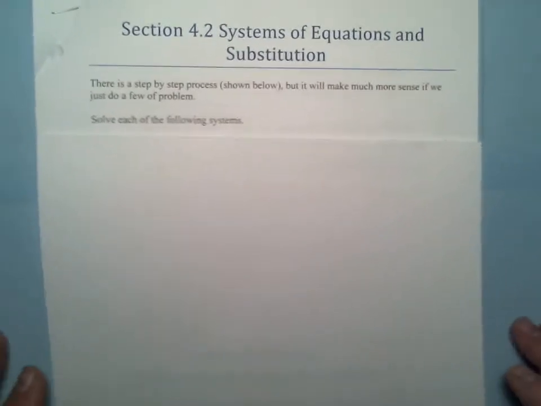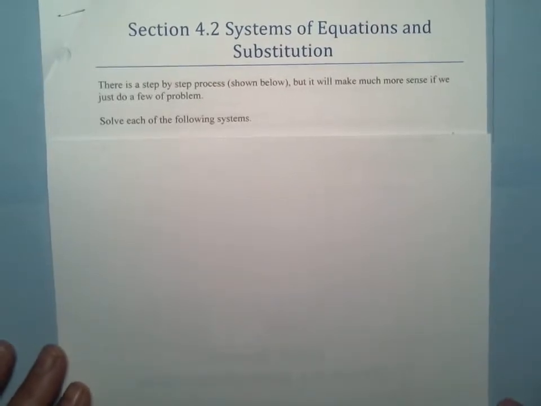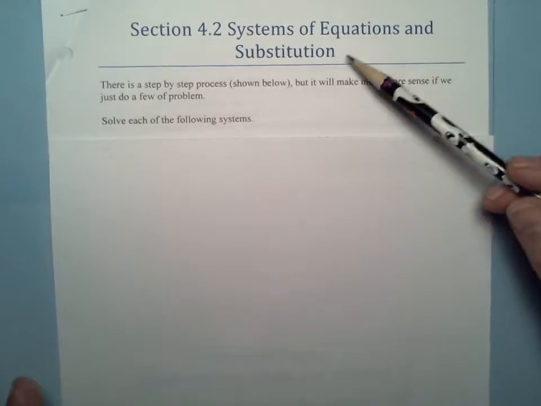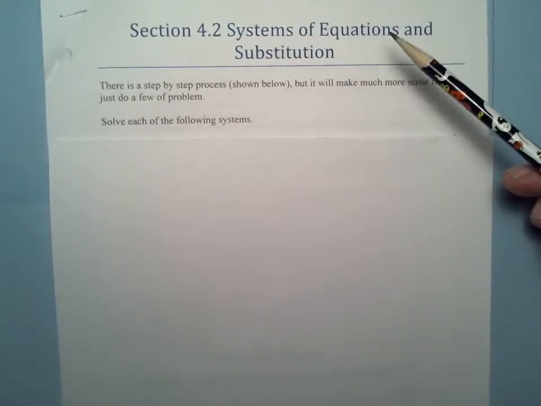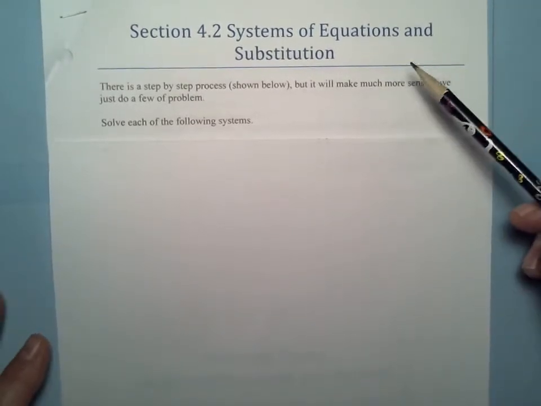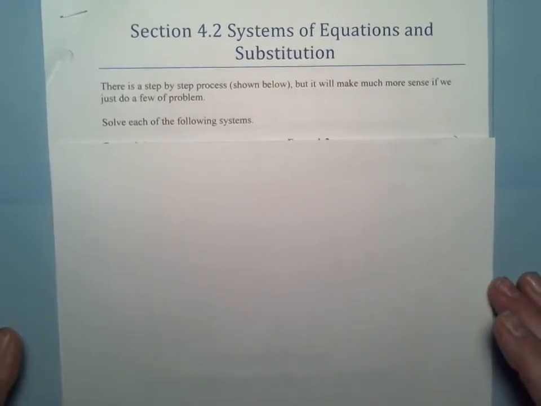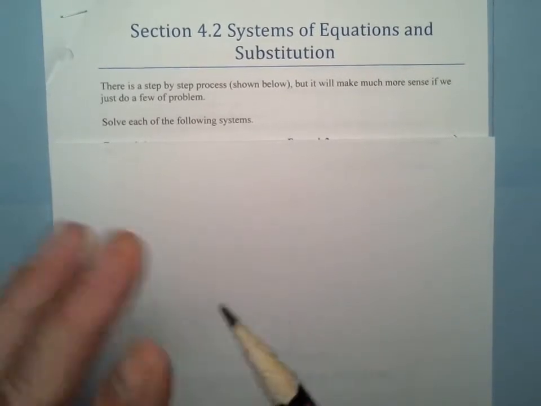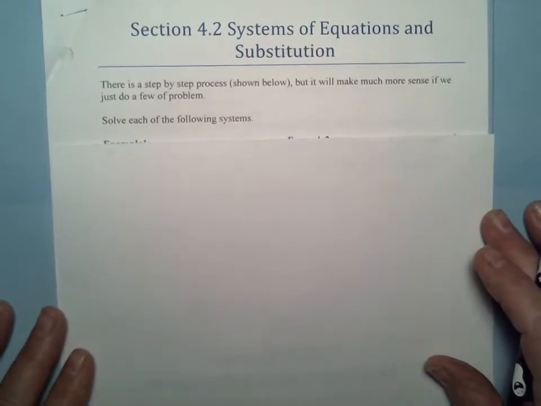This is a lecture for Math 60, Section 4.2 on systems of equations and substitution. In the previous section, we talked about systems of equations and finding a common solution by graphing. We graphed each line, we saw if they crossed or not crossed or were the same line, and that was their common solution. But they don't always graph in real nice sweet spots, and even if they intersected, you can't always tell exactly where that point of intersection is.